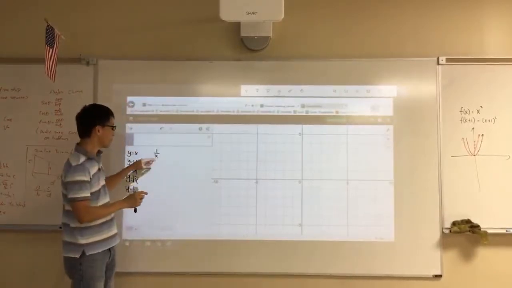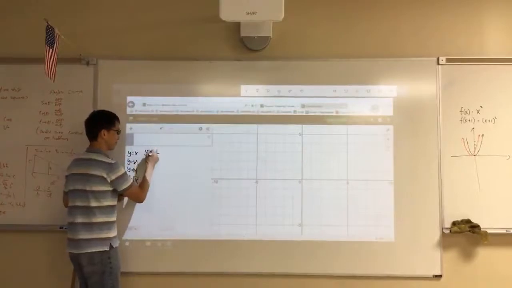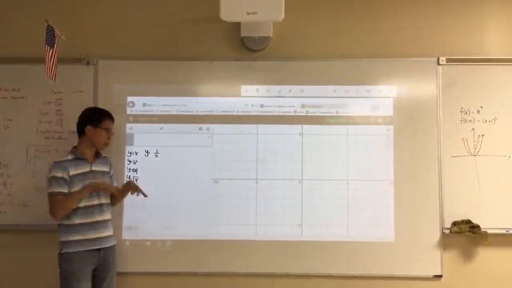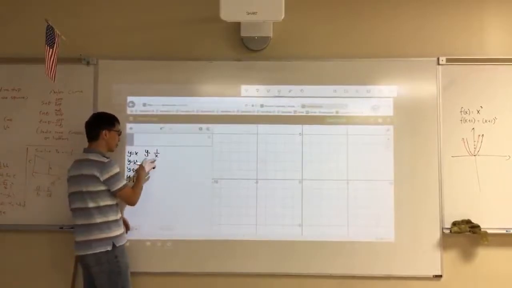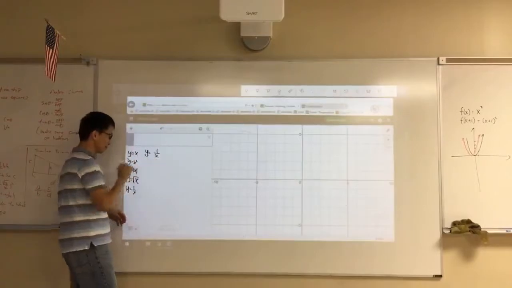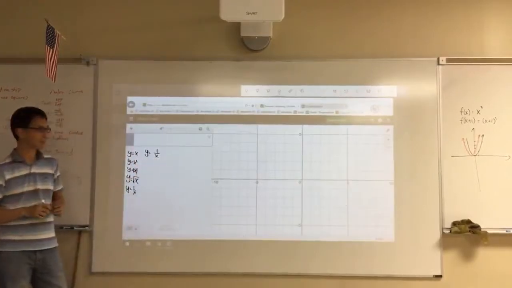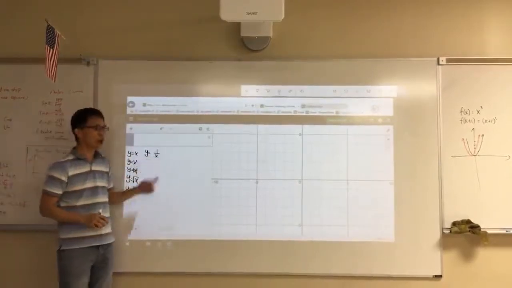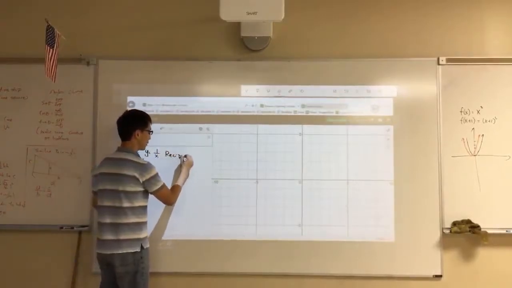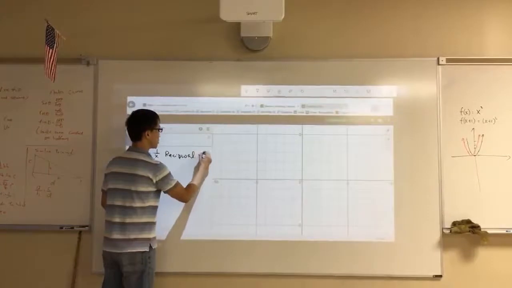This is called reciprocal functions. Don't join other gangs. You can join my gang, but you can't join other gangs. No Bloods, no Crips, no Red Scorpions, no anything. So we're going to call this gang the reciprocal gang. It's actually reciprocal functions.